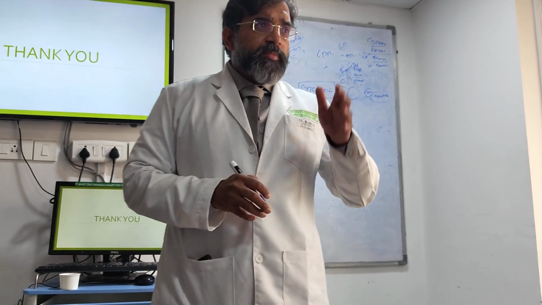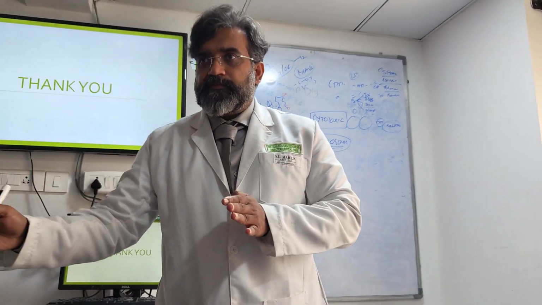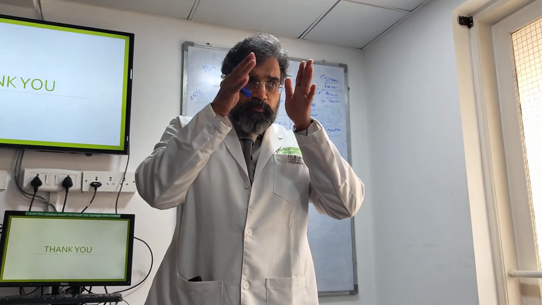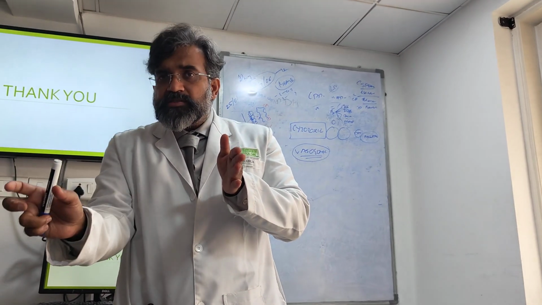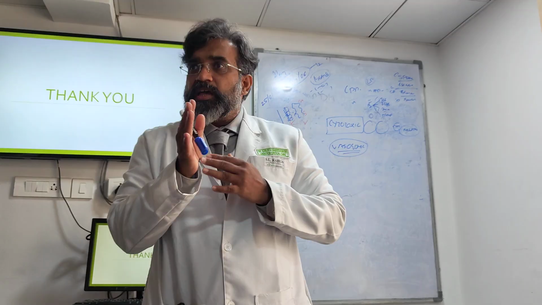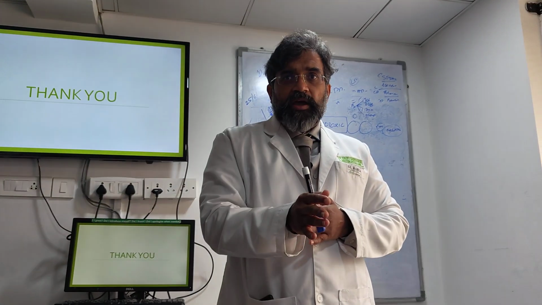Again, I'll repeat. The blood-brain barrier is the barrier between the blood and the brain. The brain is full of vessels, and the vessels are separated from the brain cells by the endothelium and the end foot processes of the astrocytes. Clear? That is your blood-brain barrier.